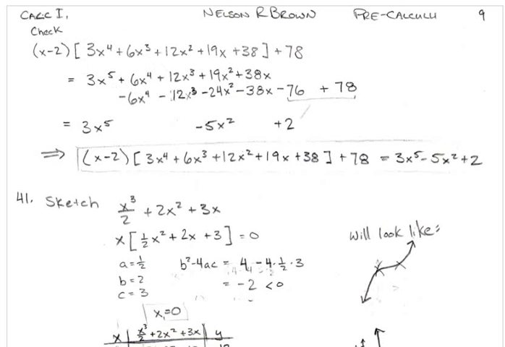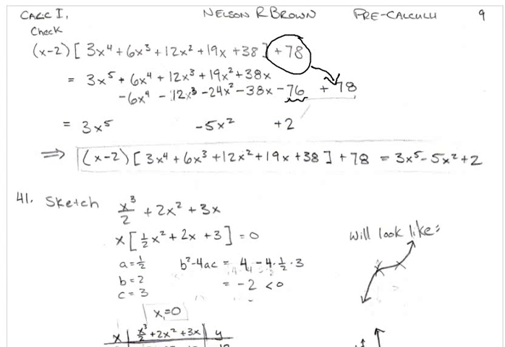Then I have to distribute the negative 2 to each one of these terms. So negative 2 times 3x to the fourth gives me negative 6x to the fourth. Negative 2 times 6x to the third gives me negative 12x to the third. And so on and so forth, right? All the way up to negative 2 times positive 38, which gives us negative 76. Sorry, I wanted to erase that. Then we bring down our positive 78, right?